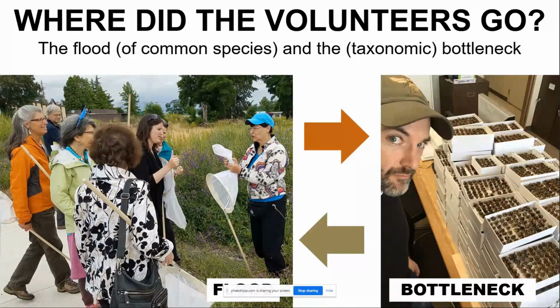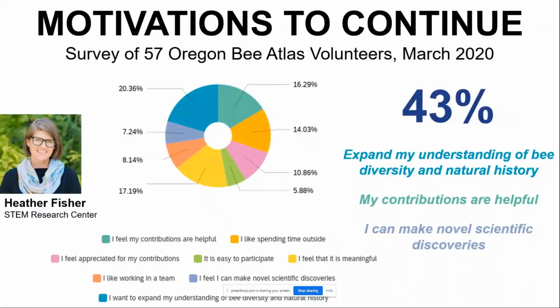So to get around these challenges, we decided to emphasize what we do well in Extension, investment in developing our volunteers. And we knew this investment would pay off because surveys performed by our team evaluator Heather Fisher with the OSU STEM Research Center showed that fully 43% of volunteers had very high ambitions for exploration and discovery.